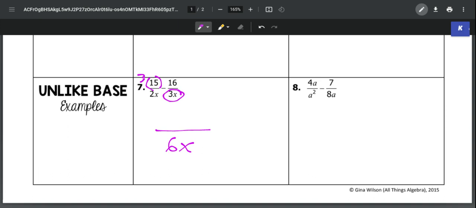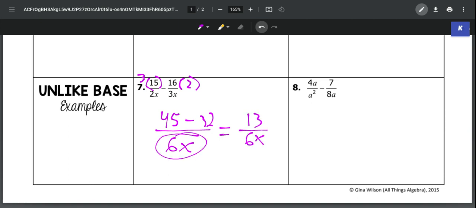Then we'll do the same thing with the right side denominator. The right side of our subtraction sign, our denominator is 3x. You need to say, all right, how could I get from 3x to 6x? And that would just be multiplying by 2. So we're going to multiply this side by 2. So we'll have 3 times 15, which is 45, minus, we'll keep our minus sign, 2 times 16, which is 32. And then we'll subtract those. So 45 minus 32 is 13. We'd keep 6x on the bottom. So we'd get 13 over 6x.